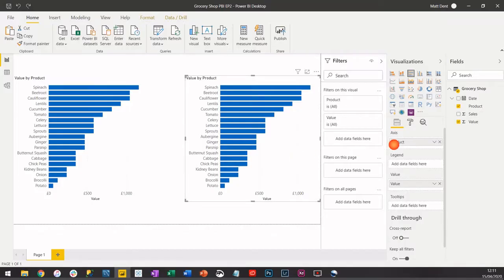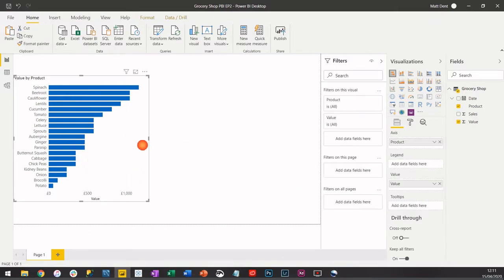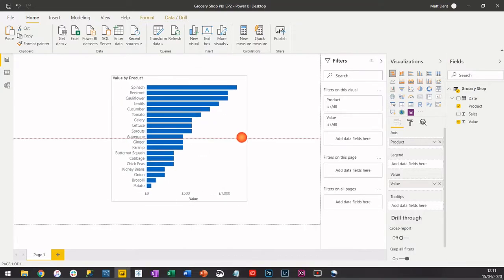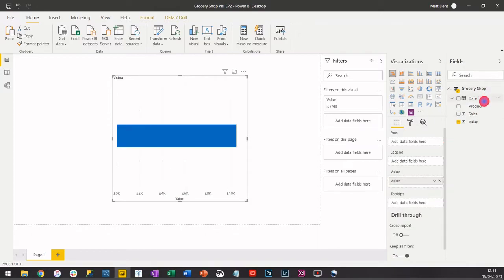Now you may have noticed there are additional options within these visuals, so we've got axis and value populated, but there's also something like legend. So if I delete this one for now so we can just focus on one chart, I'm going to drag that back into the middle. What I want to do is add an additional dimension into our chart. So instead of having the axis by product, I am going to have the axis by date.